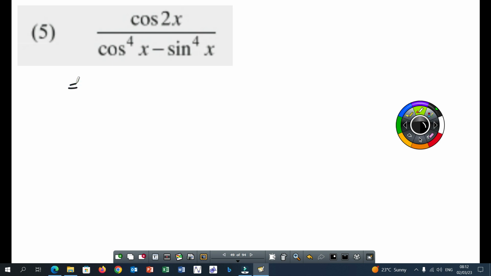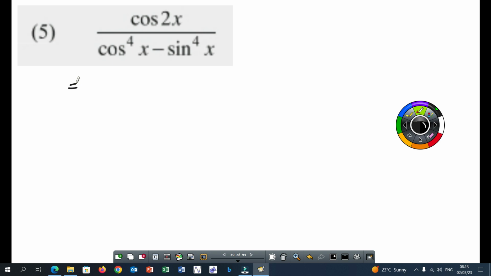Number 5. Can you pay attention? The denominator here, the exponent is a 4. There is a minus. What comes into your mind? Difference of 2 squares. One that you were introduced to in grade what? 9. Do you see how important it is? Grade 9 and 10, you did it. So you need that.